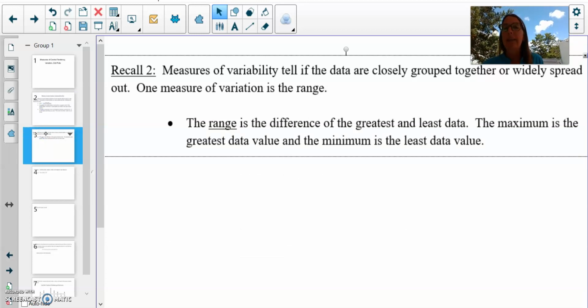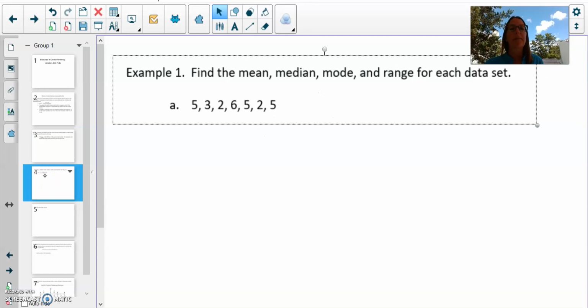It tells if the data is closely grouped together or widely spread out. To find the range, it's the difference between the greatest and the least data value. The maximum is the largest of your data values, and the minimum is the least of your data values. So here's an example. Find the mean, median, mode, and range for each data set.